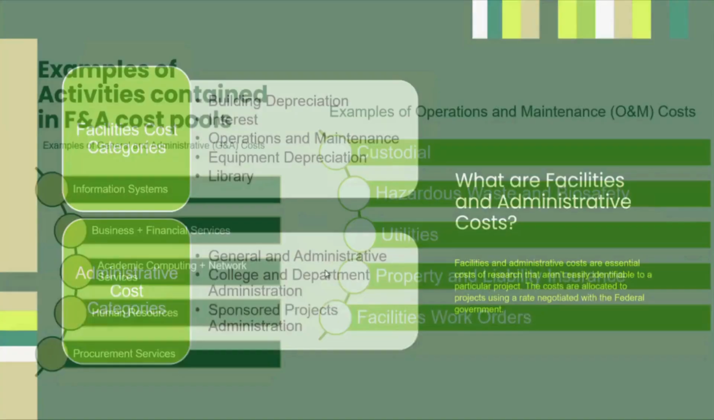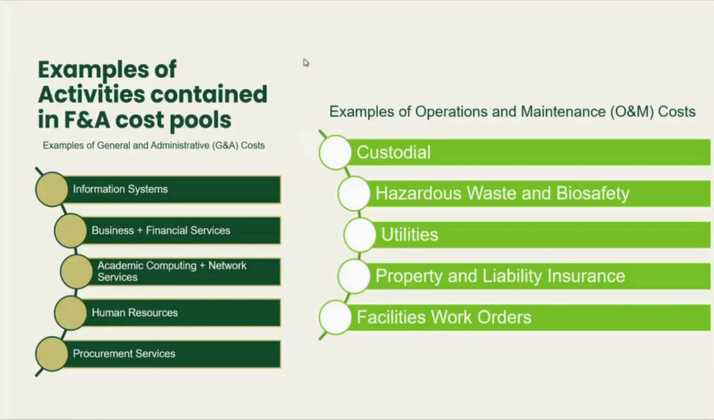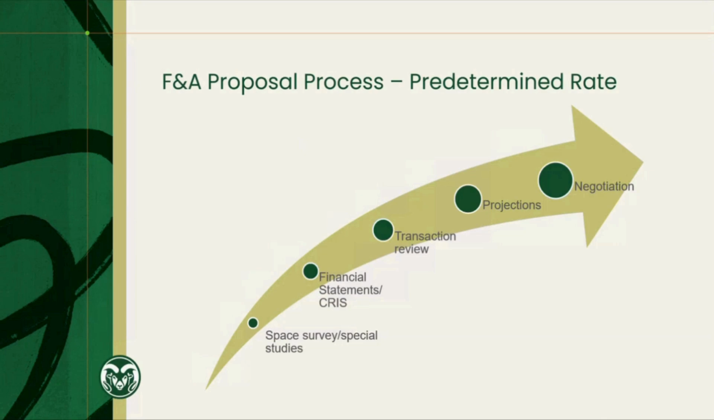And then just some more specific examples of the kinds of things that end up in those pools. On the left-hand side, you see examples of G&A that we talked about. So information systems, business and financial services, academic computing, human resources, procurement, all those kinds of things are in the general G&A cost of the university. O&M costs: you've got custodial costs, hazardous waste and biosafety, which are important things that we have, utilities, insurance, facilities work orders, all those kinds of things go into the O&M pool.